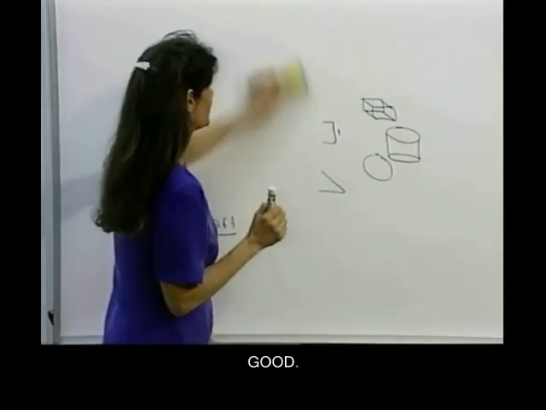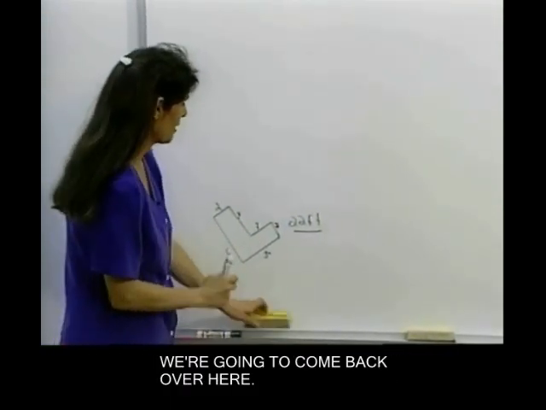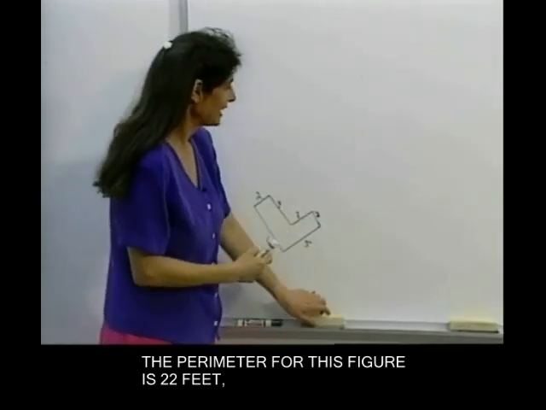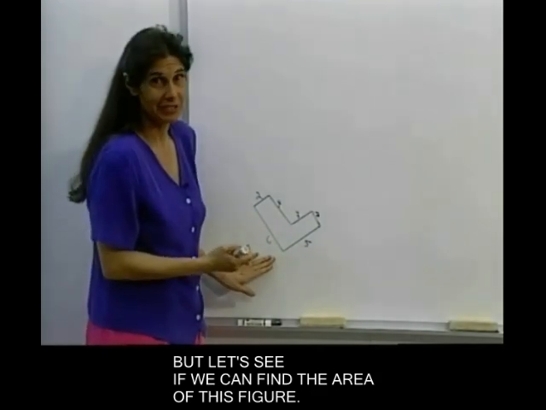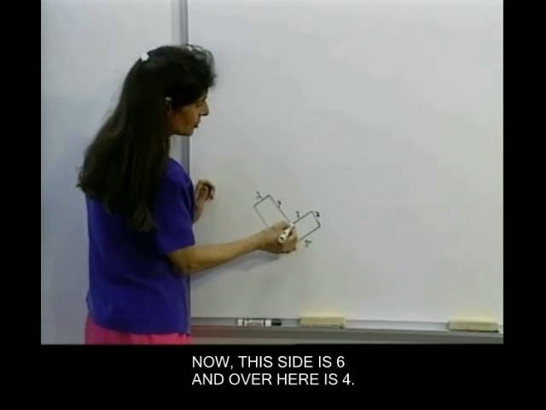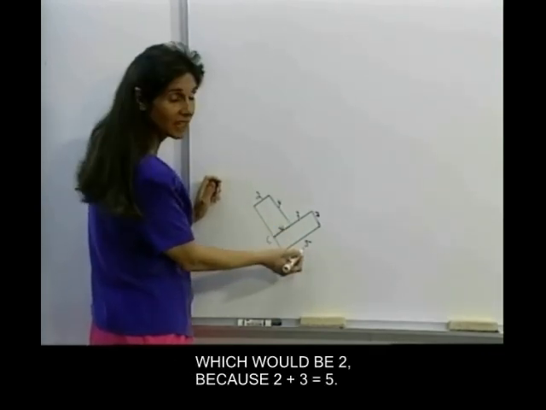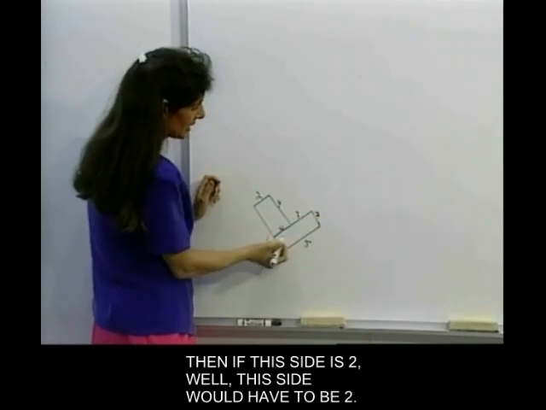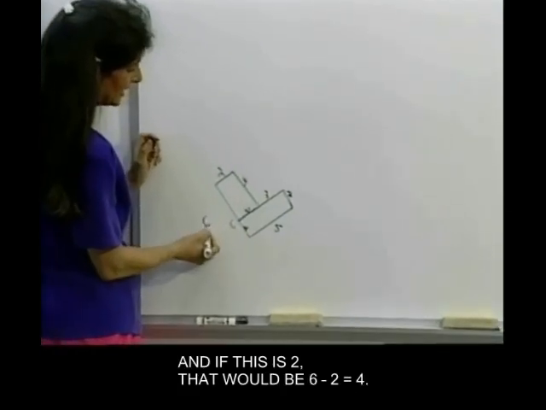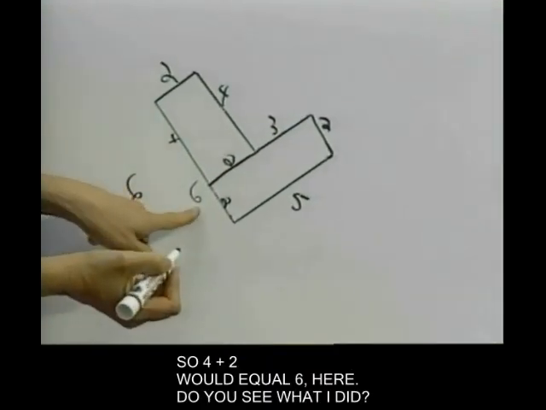Good. Now what I'd like to do is I would like to leave you with one problem here. We're going to come back over here. The perimeter for this figure was 22 feet. But let's see if we can find the area of this figure. Now, this side is 6, and over here is 4. If I drew a little line that went right here, which would be 2, because 2 plus 3 is 5, then if this side is 2, well, this side would have to be 2. And if this is 2, that would be 6 minus 2 is 4. So 4 and 2 would equal 6 here. Do you see what I did?